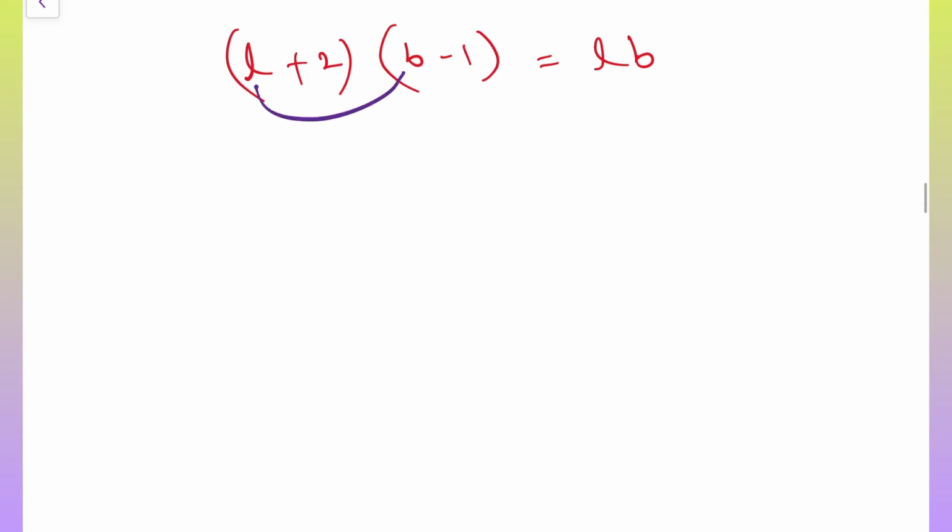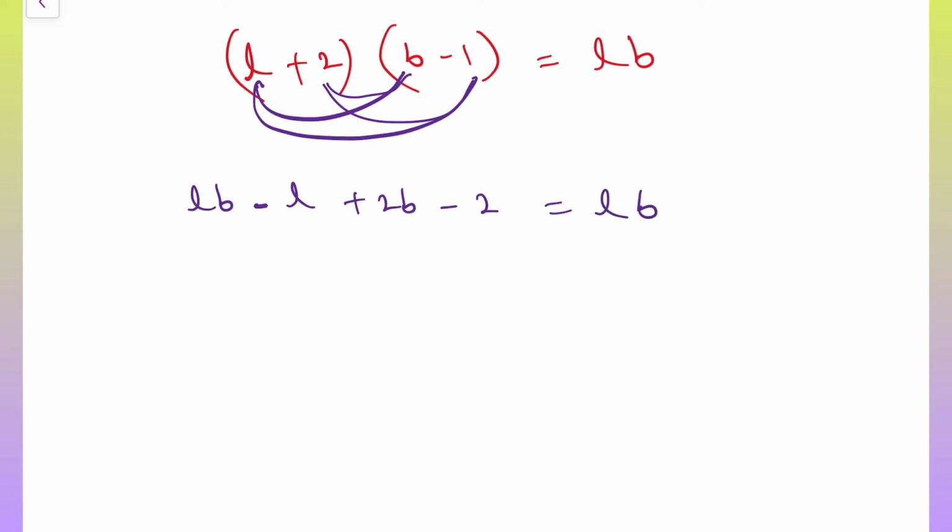First one into first one, L into B, LB. First one into second one, L into minus 1, minus L. Second one into first one, plus 2B. Second one into second one, plus into minus, minus 2 ones are 2, equals LB. Right side LB, left side LB, both will get cancelled. Then we remain with minus L plus 2B minus 2 equals 0.